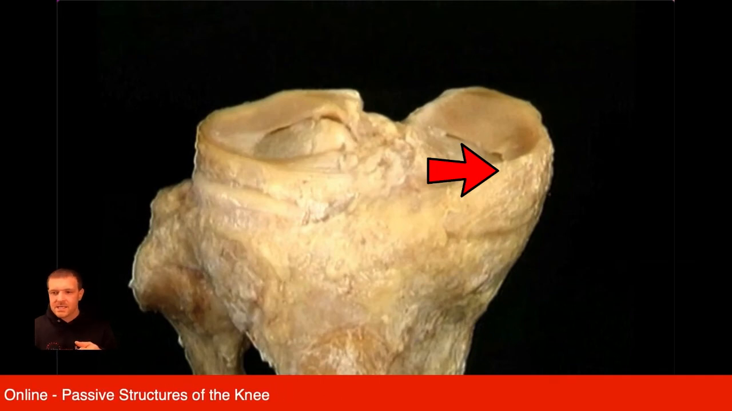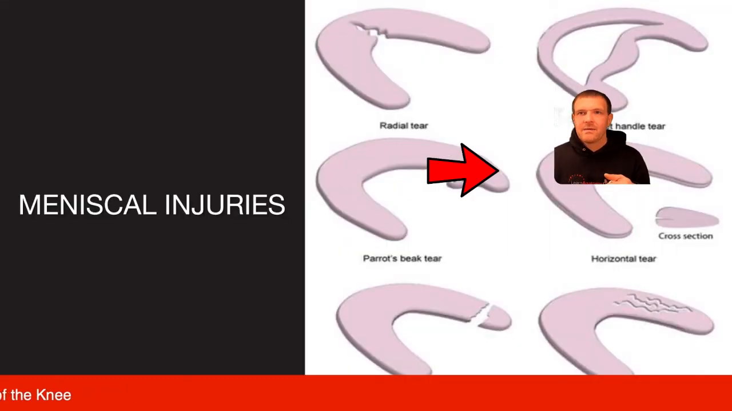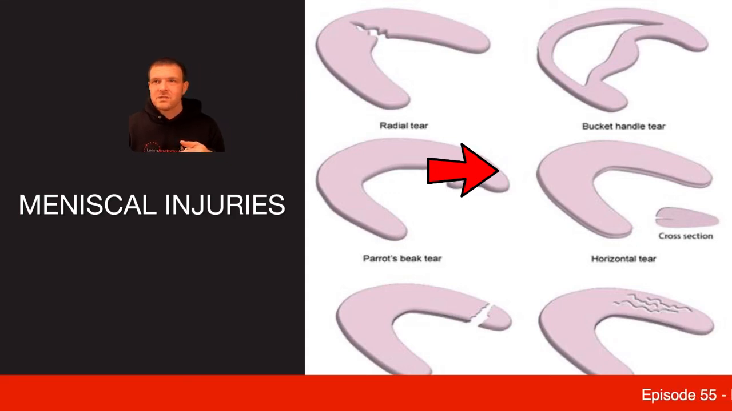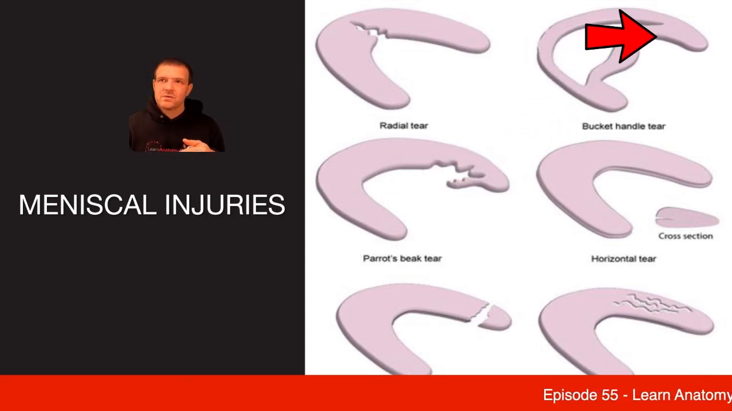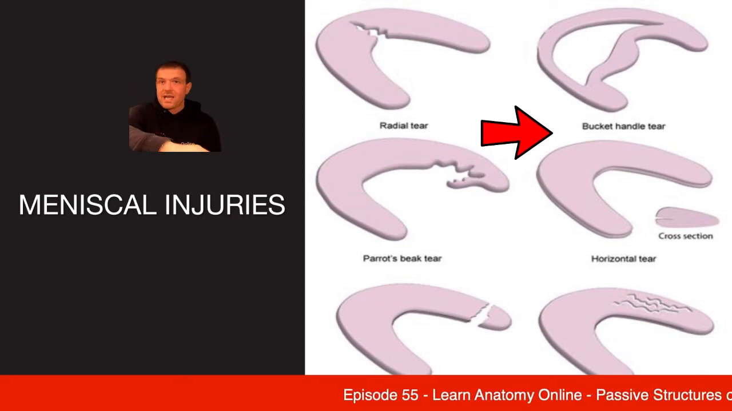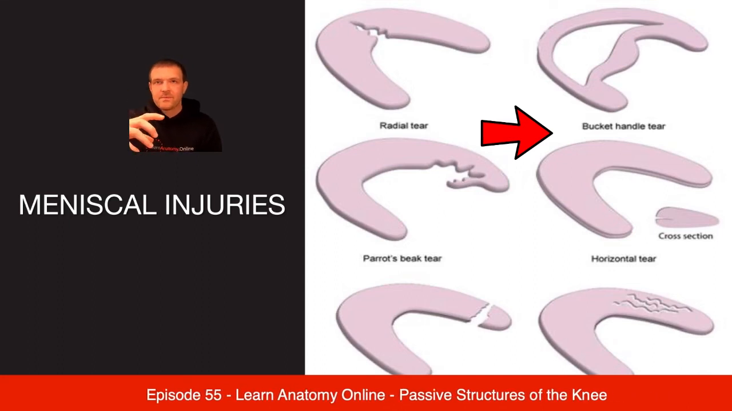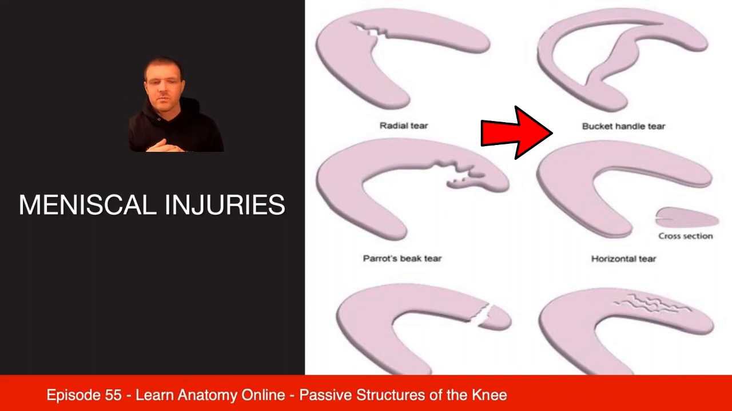Cool. So Penny says, I had a chap in clinic who had a bucket handle tear. Yep, that is perfect timing. These are the meniscus injuries that you can get. So that's a bucket handle just there. Literally it looks like a bucket handle coming up. So as you're twisting, you'll get locking of the knee. And that's a common thing that you'll hear.